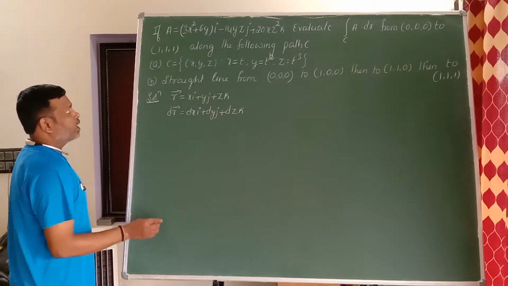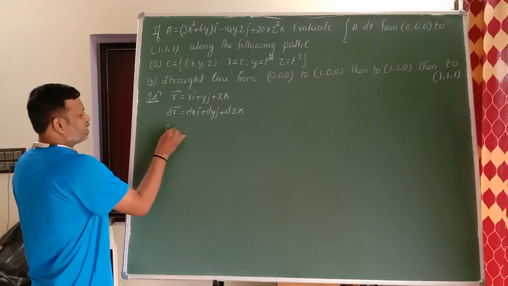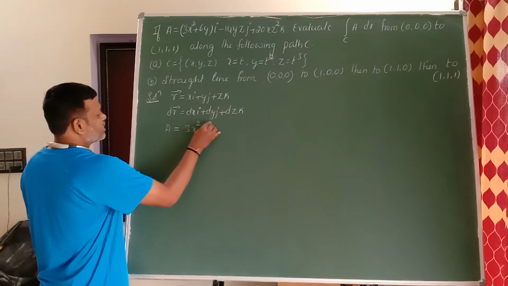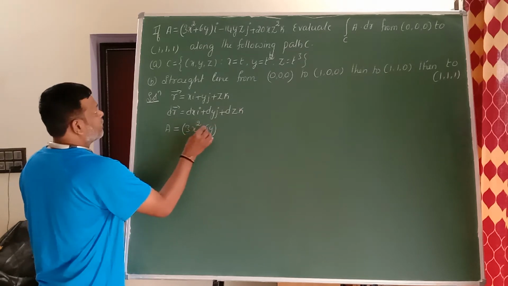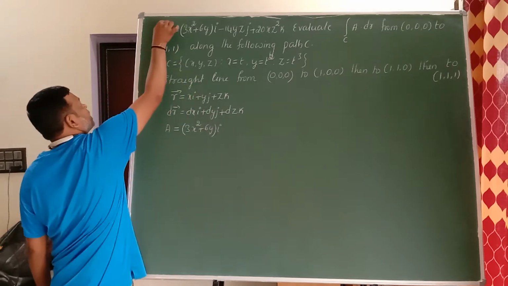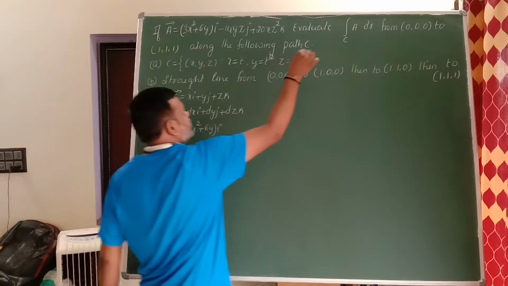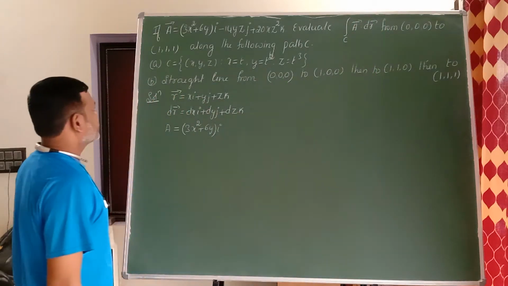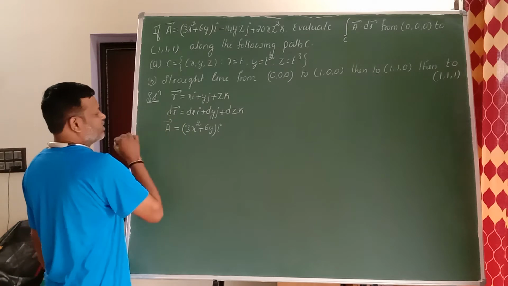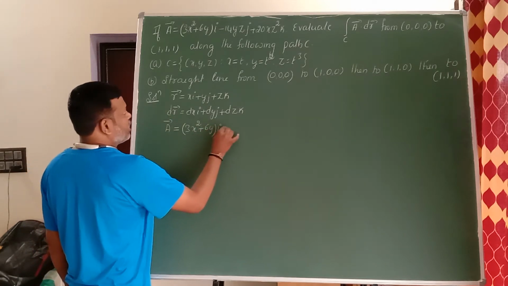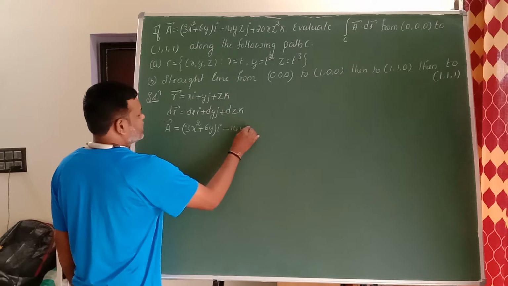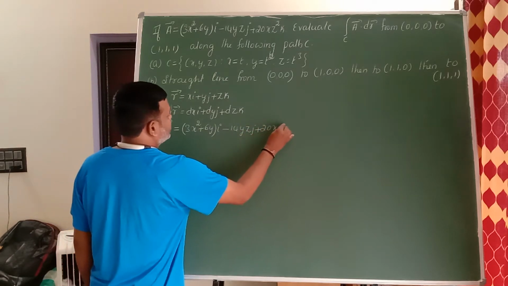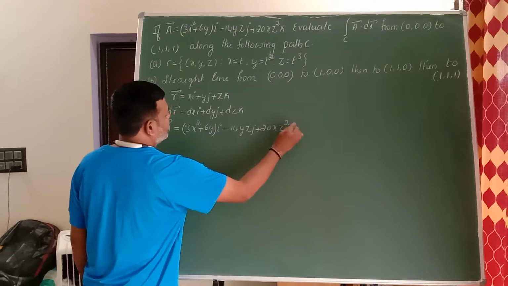Now write down A, the vector function. Actually, this should be the vector A and the vector dr. So vector A is equal to (3x² + 6y) i − 14yz j + 20xz² k.